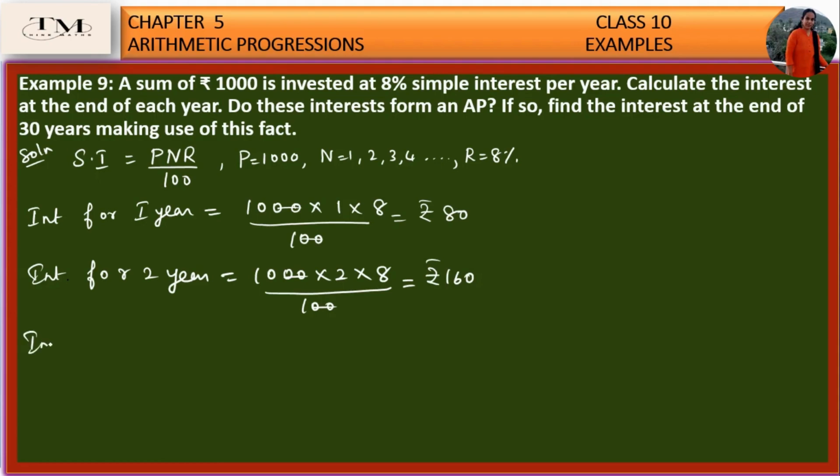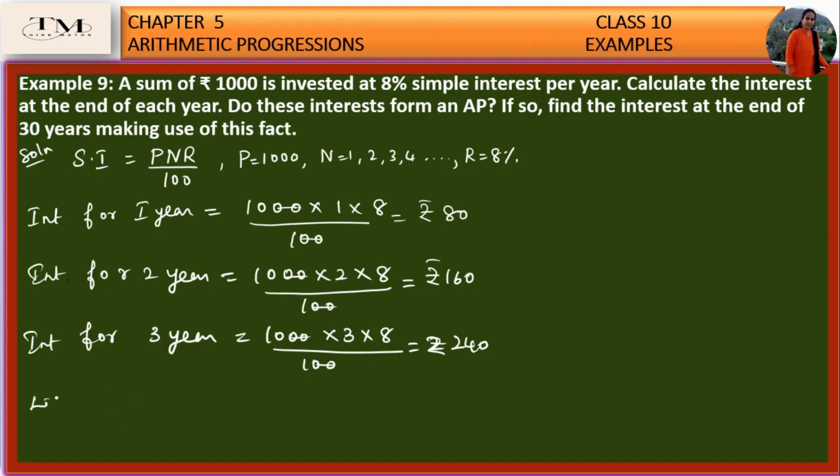Next, interest for the third year. It will be 1000 into 3 into 8 divided by 100. Both the zeros get cancelled. So it will be 10 into 3, 30. 30 into 8, it is 240. Rupees 240. So it goes on like this.